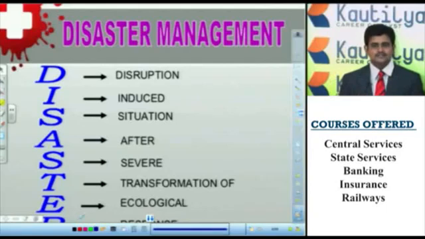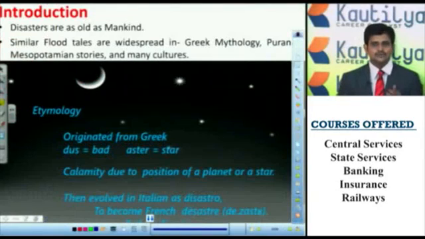So then emerges a concept called disaster management. What actually is disaster management and from where has it arrived? Disaster is not new to mankind. Man has encountered these disasters in olden days, during the early civilizations. Many Puranas and many Mesopotamian cultures have mentioned these disasters, and how they washed out many civilizations.